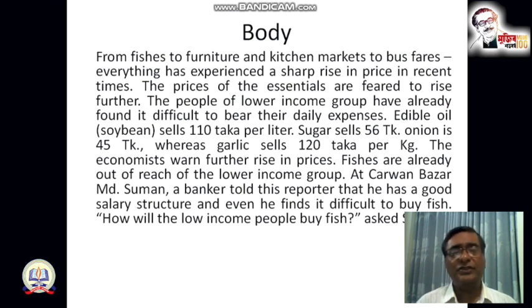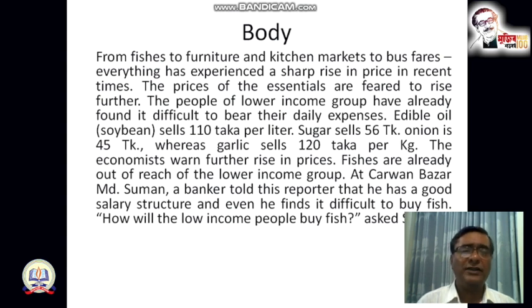From fishes to furniture and kitchen markets to bus fares. You know, fish to furniture, and kitchen markets means the market where you buy vegetables and other things, to bus fares. Why have these phrases been used? To show that problems exist everywhere. Price hike has touched every sphere of life. Everything has experienced a sharp rise in price in recent times.